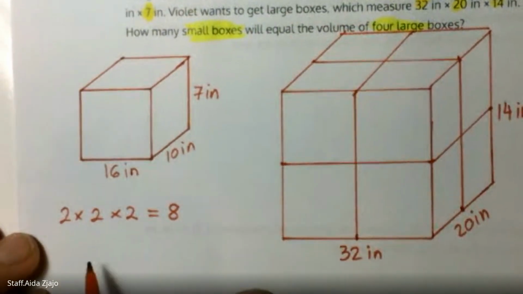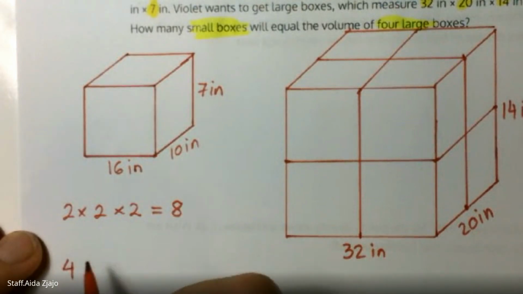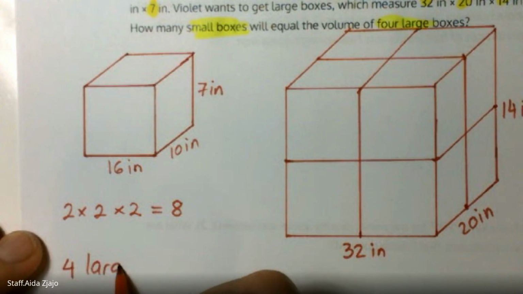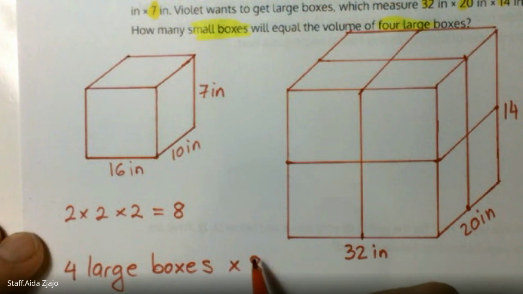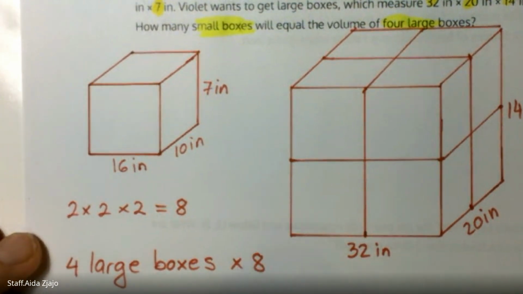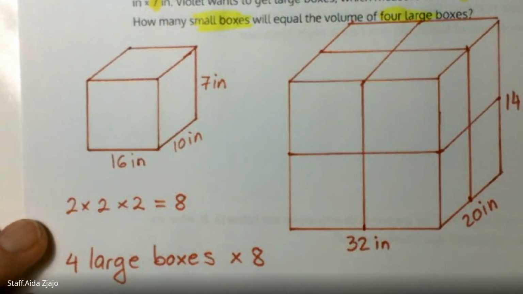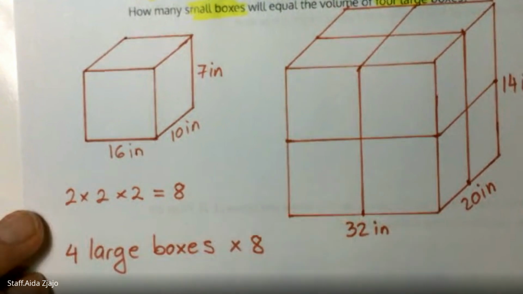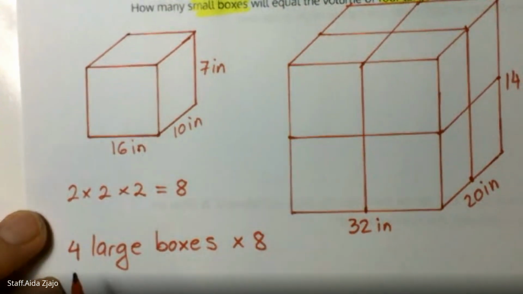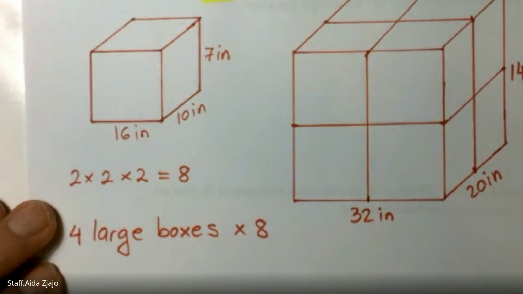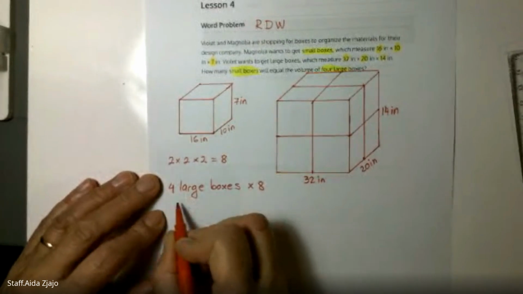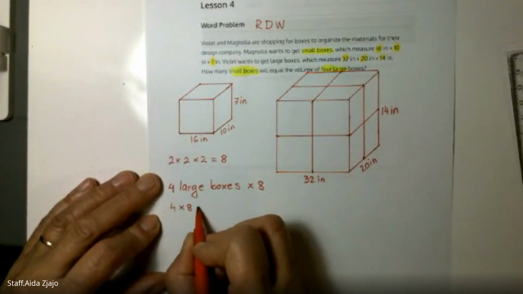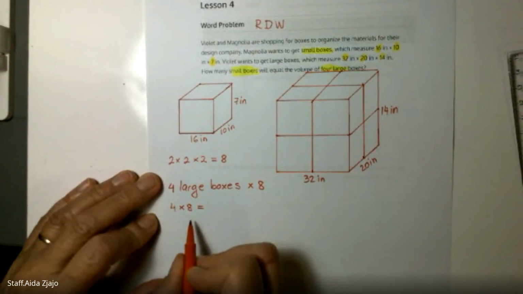So we can say that 4 large boxes times 8 will give us the number of smaller boxes that will fit in 4 larger boxes. So we know 4 times 8. If you don't know what 4 times 8 is, let me make it smaller a little bit. Let's see, you need to do 4 times 8 and you don't know what it is. Okay, you have different choices.